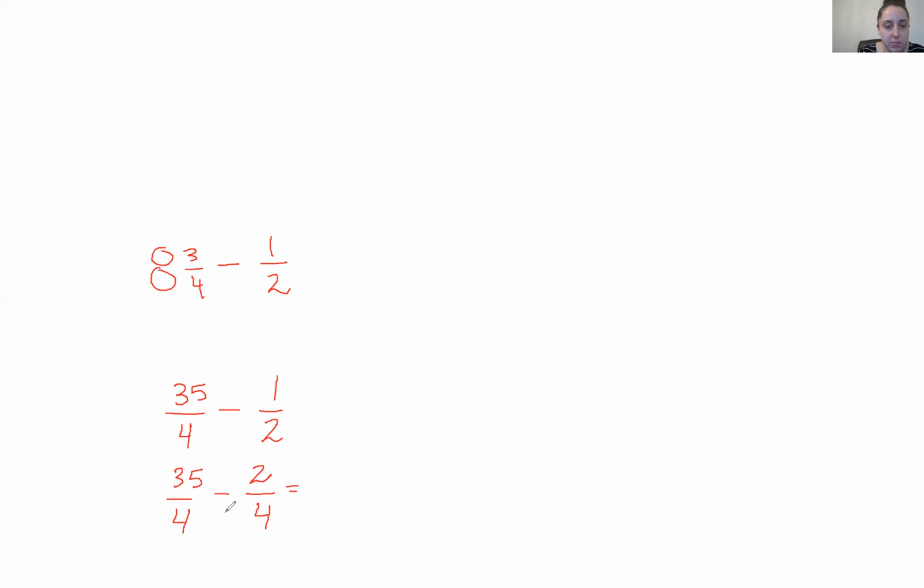And then we have to subtract. 35 take away 2 is 33. The 4 on the bottom does not change. So our solution, our answer in our box, would be 33 over 4. Now 33 over 4 is improper, but as I said before, in this example, you do not need to change it. And that is it for adding and subtracting mixed numbers with unlike denominators.